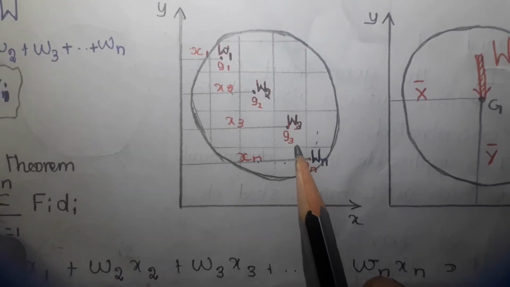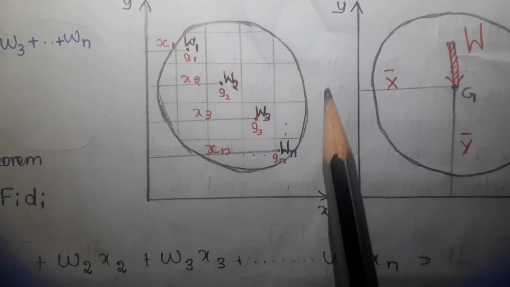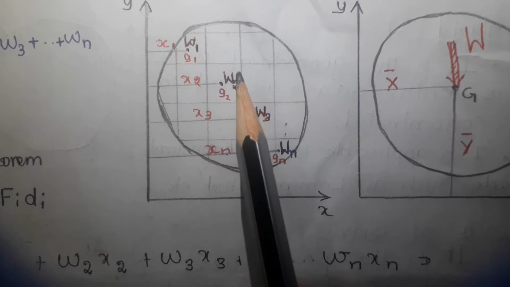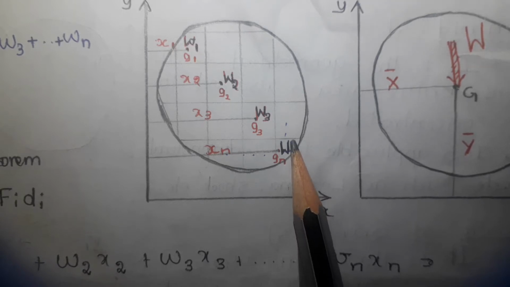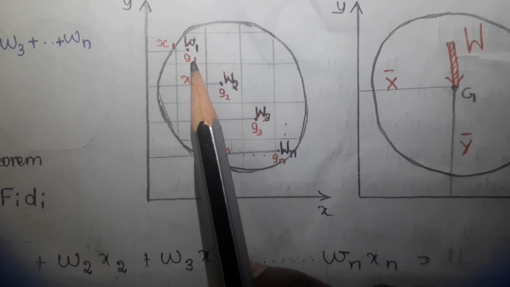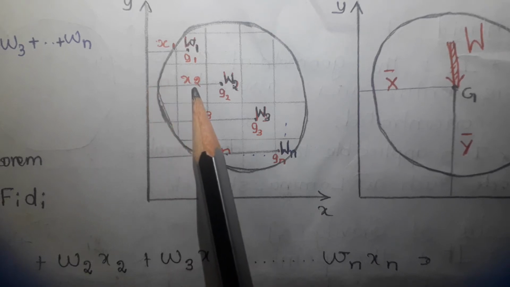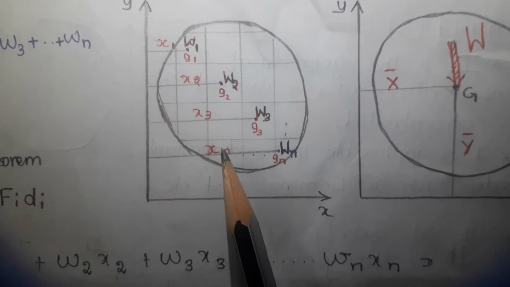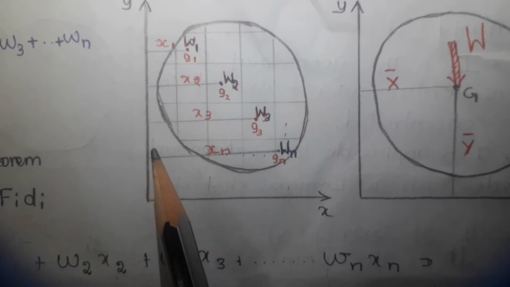The first step is I am going to divide the entire weight, this W, into smaller weights, where W1 is the weight of the first element, W2 is the weight of the second element. In a similar manner, Wn is the weight of the last element. Moreover, W1 is the weight of the first element that passes through the center of gravity G1. Now, x1 is the distance between G1 and the y axis. Similarly, x2 is the distance between G2 and the y axis. In a similar manner, xn is the distance between Gn and the y axis.